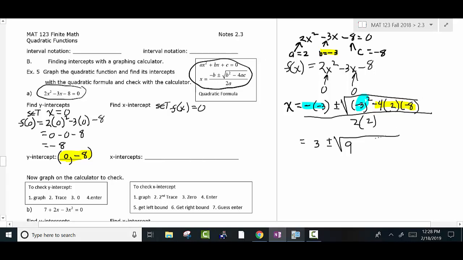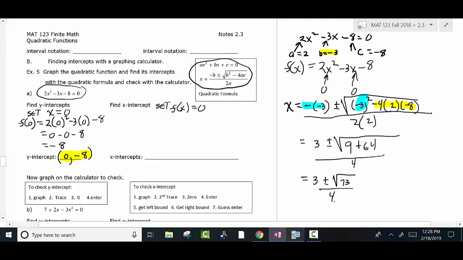8 times 8 is 64, but it's 2 negatives, so that would be plus 64. And then the denominator, 2 times 2 is 4. Okay, like that. And then we're just going to add the numbers under the radical to get 3 plus or minus, and then 64 and 9 is 73. So that's what you get, okay?